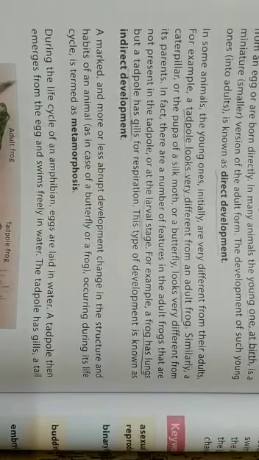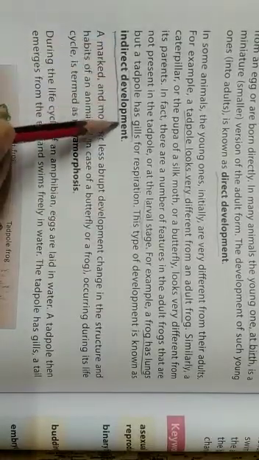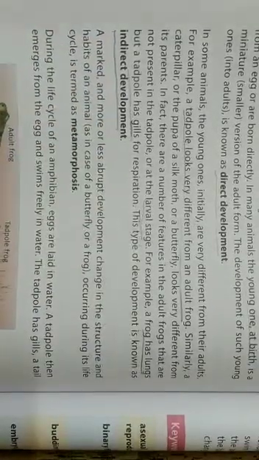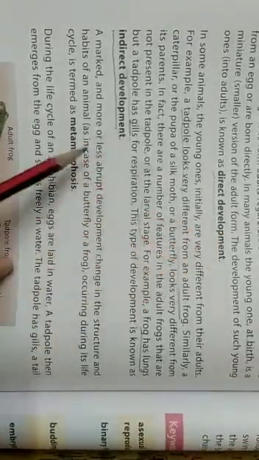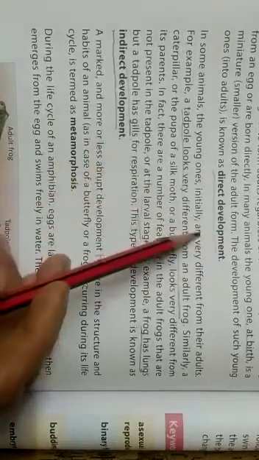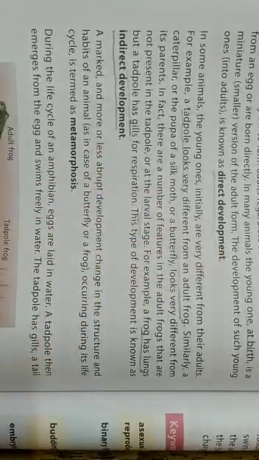Okay. So what does a frog have? Lungs. What does a tadpole have? Gills. This type of development is known as indirect development. Okay, so this question can also come. Define direct and indirect development. So you can write down the definition and give the example also.